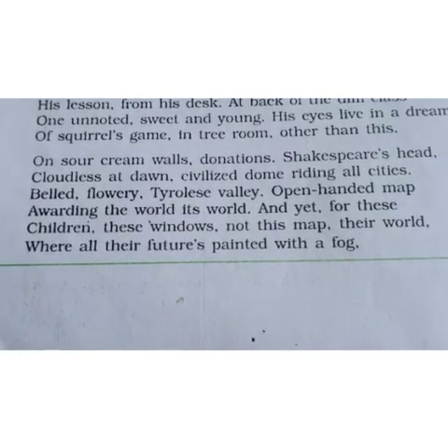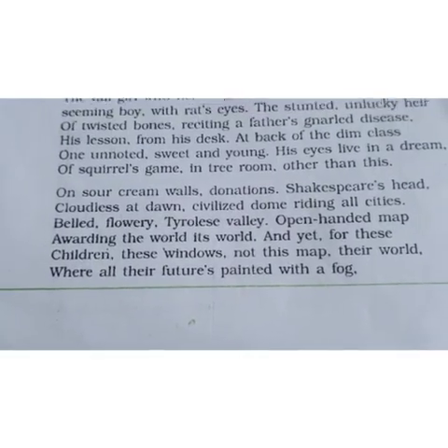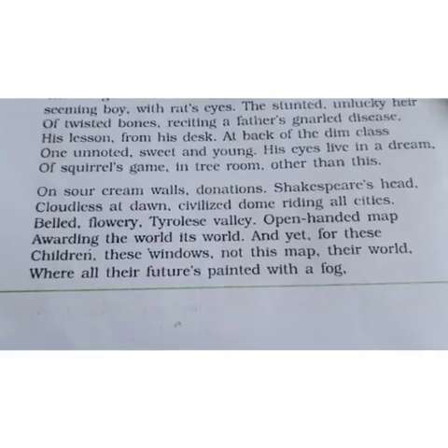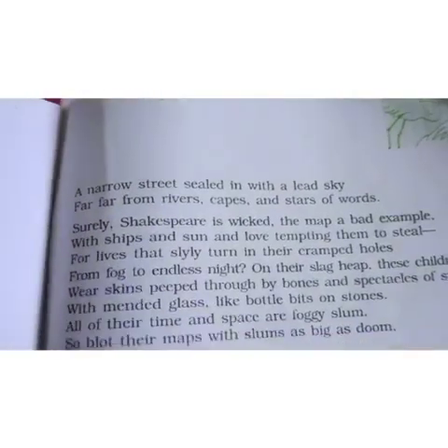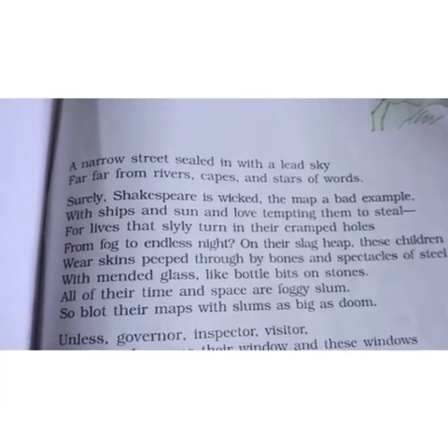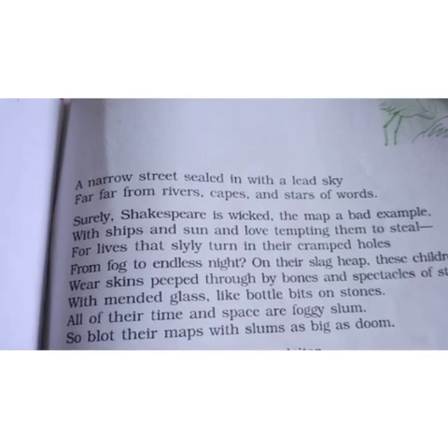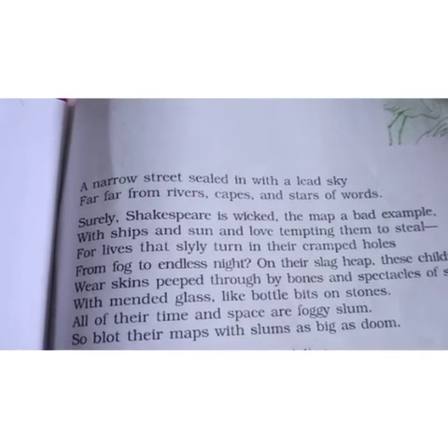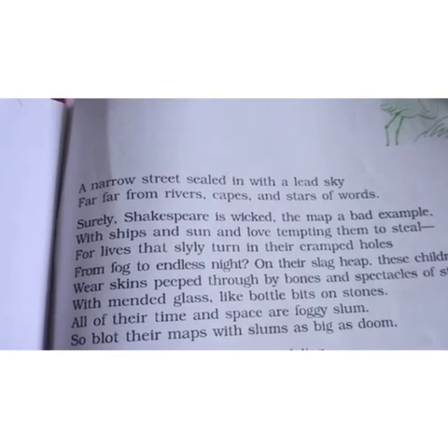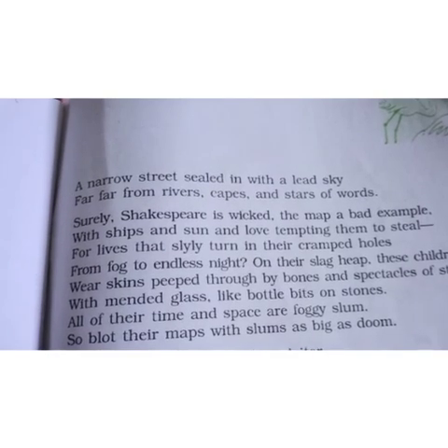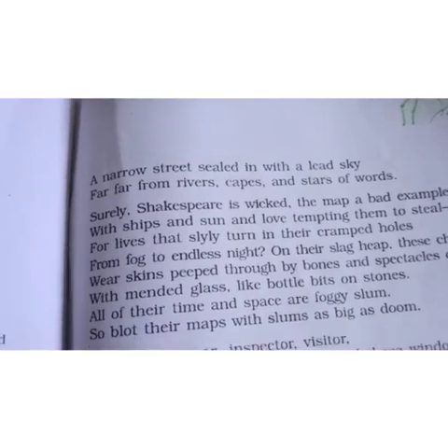Again, the poet is of the opinion that their future is painted with fog, which means their future is uncertain. They do not get proper food and good education. So their future is unclear, uncertain. A narrow street sealed means the narrow street of slum area is sealed with dust and cloud. It shows the unhealthy condition of slum area where the visibility is also very low due to dust and dirt. The poet is of the opinion that these children who are living in slum area are living far away from rivers, caves, and star of words. Here, star of words means knowledge and education.